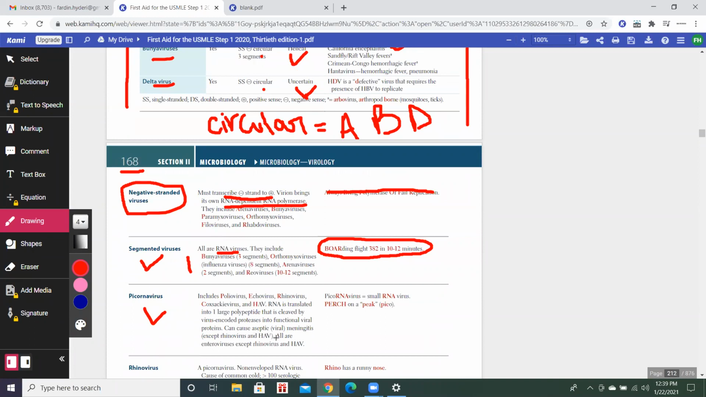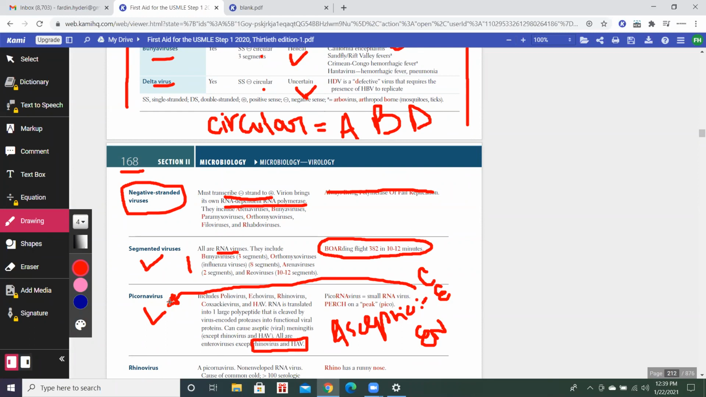In USMLE Step 1, for aseptic meningitis, they can mention coxsackievirus, or echovirus, or enterovirus. Whichever they mention, just remember they're trying to mention picorna. They will never mention picorna itself. Maybe in NBME, they might mention picorna at least once, but they will mention coxsackie, echo, or enterovirus. So that's that, okay?